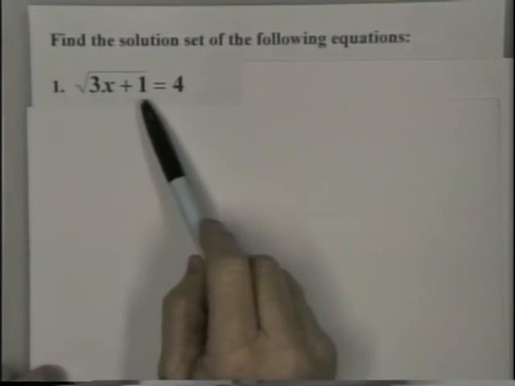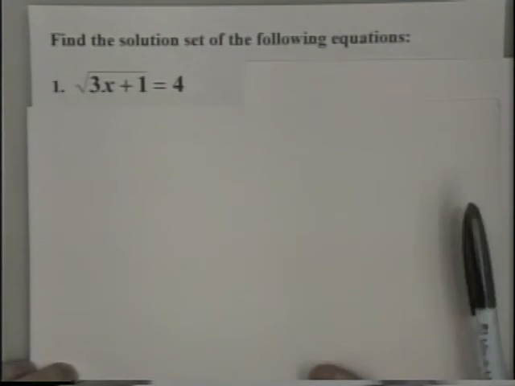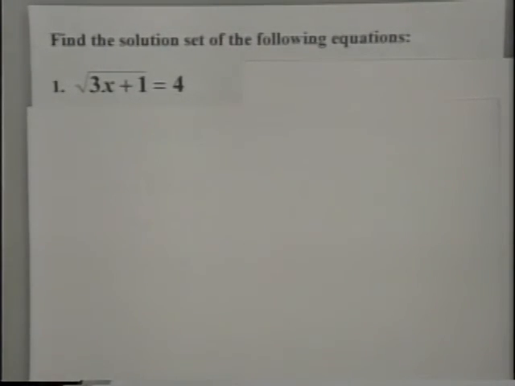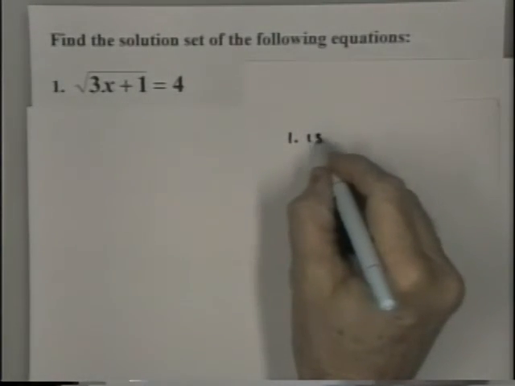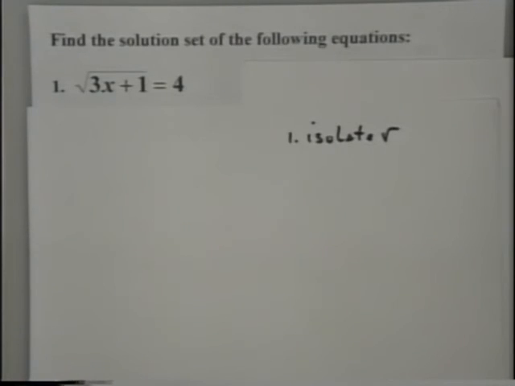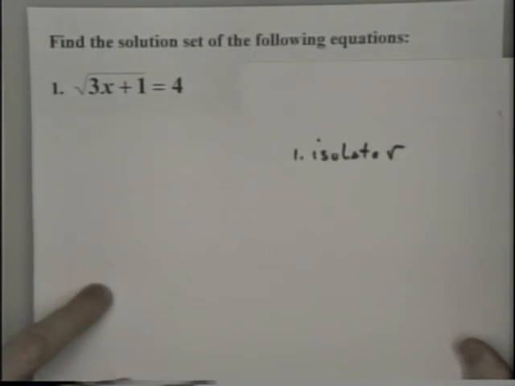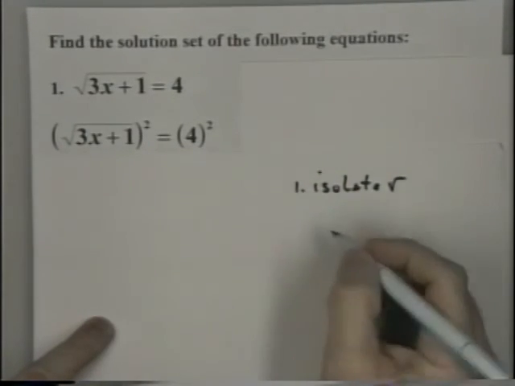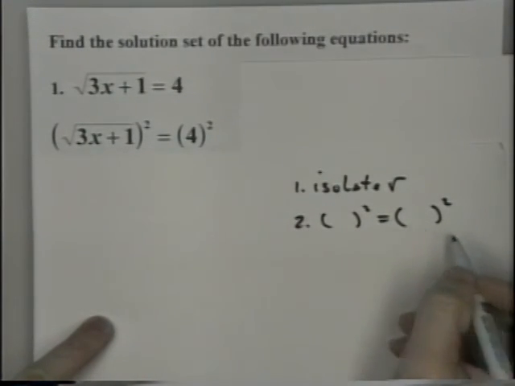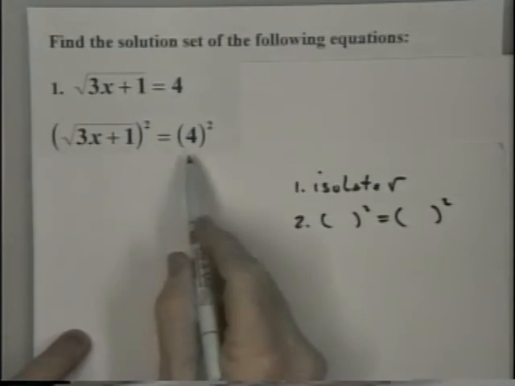What did we say we do the first step? First step, we're going to isolate the radical. Well, good news, it's already isolated. So first step is isolate the radical, and then square both sides. So we square both sides, and that's what I'm doing here.